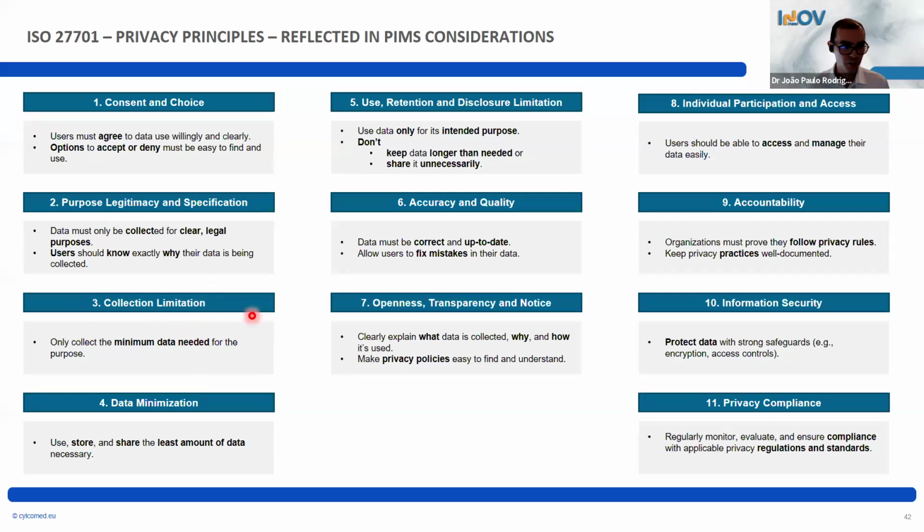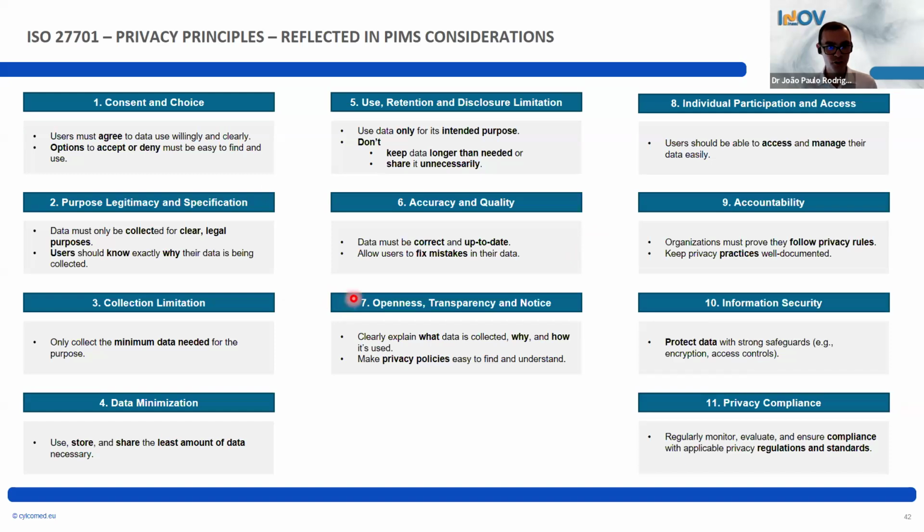Principle number 3, collection limitation. Only collect the minimum data needed for the purpose. Principle 4, data minimization, has to do with storing and sharing the least amount of data necessary for the purposes. Principle number 5, use, retention, and disclosure limitation. We should use the data only for intended purposes. We should not keep data longer than needed, and we should not share it unnecessarily. Principle 6, accuracy and quality. Data must be correct and up to date, and there must be mechanisms for users to fix mistakes.